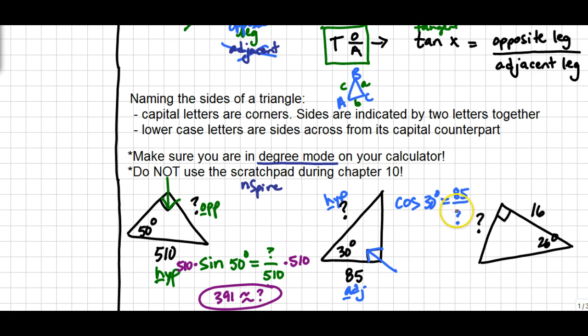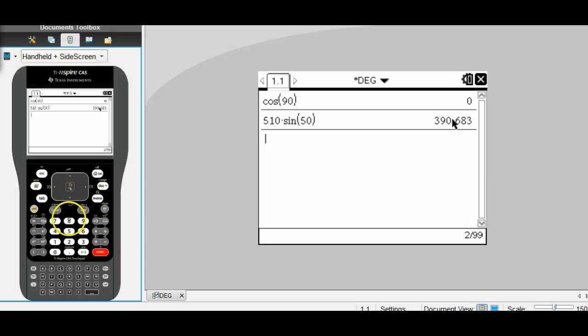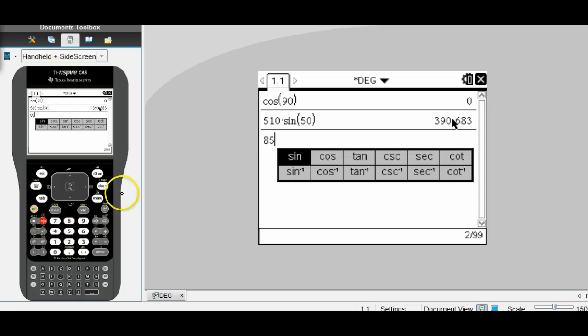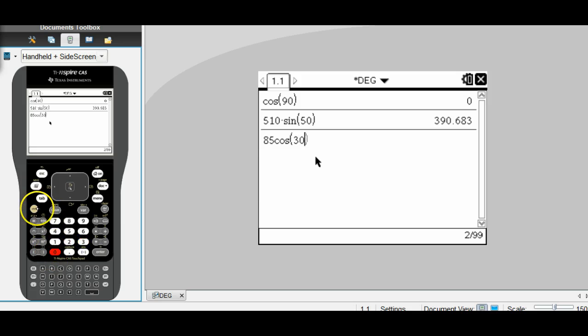I cannot solve for the question mark when it's on the bottom, so the first thing I need to do is move that by multiplying by it on both sides of my equation. So I've got cosine 30 now times the question mark equals 85. To get that variable alone, I need to divide by cosine 30 on both sides. The cosine 30 on the left is going to cancel. Over here I'm just going to divide that out. So I'm going to hit 85 cosine 30, and I hit Control Enter to solve, and I get about 74.